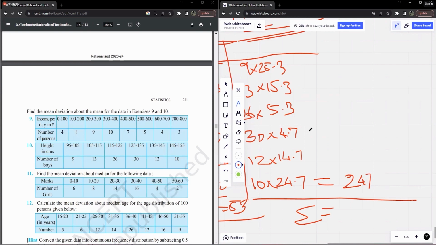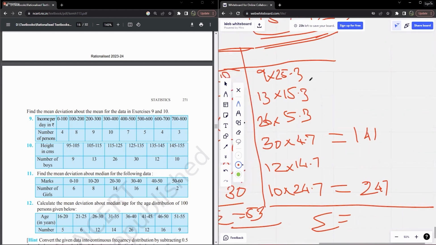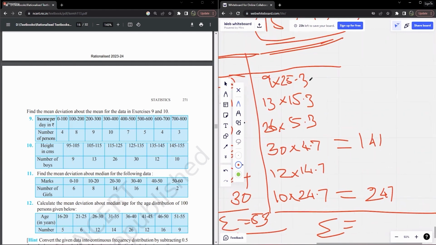47 into 3, that's 141. 40 into 3 is 120. 7 into 3 is 21. 120 and 21 is basically 141. Yeah, and then finally we have all the rest of the stuff. This is going to give me 227.7, if not wrong. Right? This is going to be 198.9.